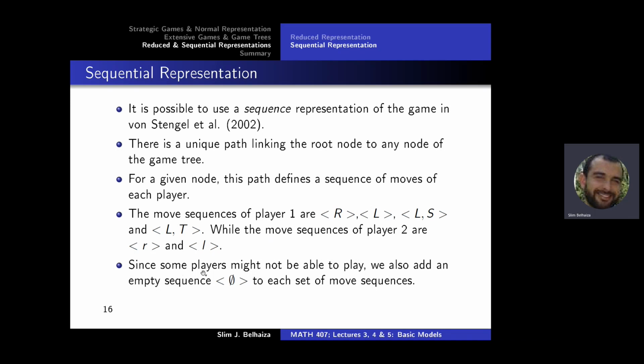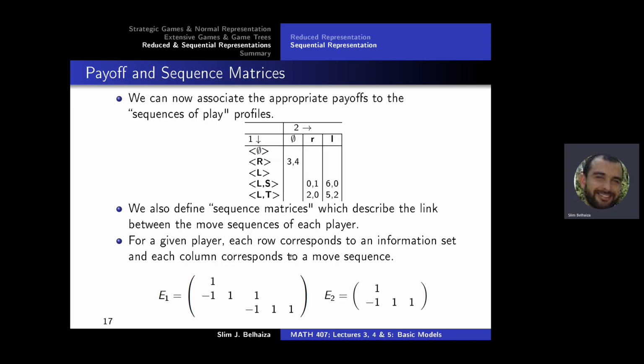And since some players like player 2 may not be able to play, we may also add an empty sequence to each set of move sequences, which would give us the following sequences of moves for player 1: the empty sequence, R and L, and you have LS and LT that are completely linked to the partial sequence, which is L. While for player 2, we have these sequences: empty sequence, small r and small l. Okay, and you see how the payoffs now are represented.